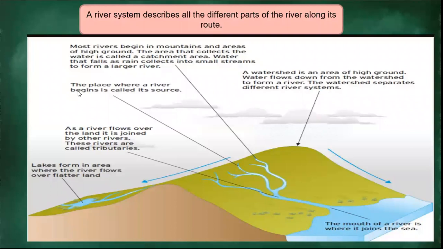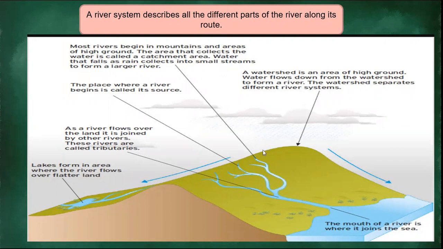The place where a river begins is called... No, it's the second one. It's most rivers begin. Most rivers begin in mountains and areas of high ground. The area that collects the water is called a catchment area. Water that falls as rain collects in small streams to form a larger river. Yes. Stop. I'm going to tell you to continue.